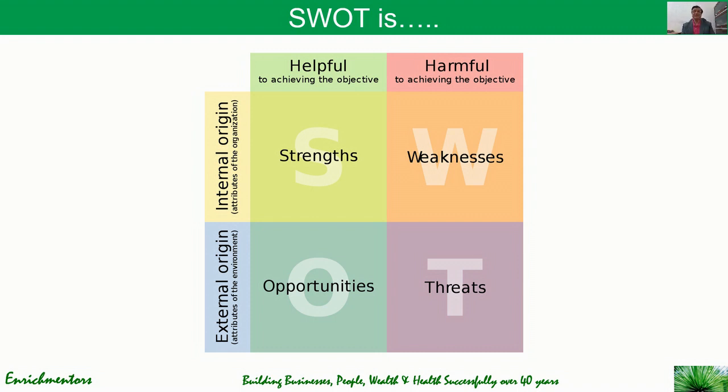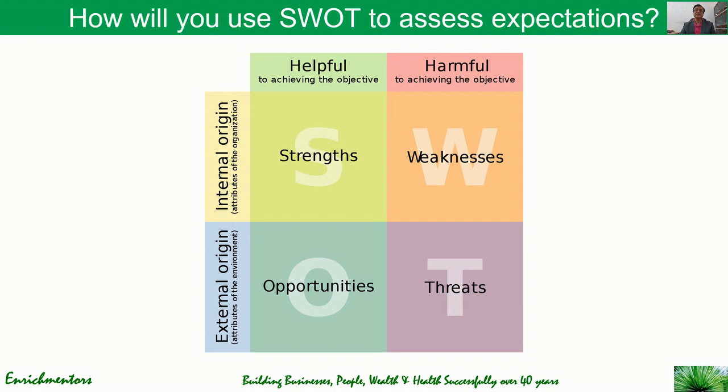And opportunities are something that can help you achieve your objectives, but outside. And threats are something that can happen that can prevent you from achieving your objective, but of external origin. So get a good understanding of SWOT: strengths, weaknesses, opportunities, and threats. So having understood SWOT, how can you use SWOT to assess those managers' expectations? Any thoughts now? Want to note down on a piece of paper? Come back and tally notes.